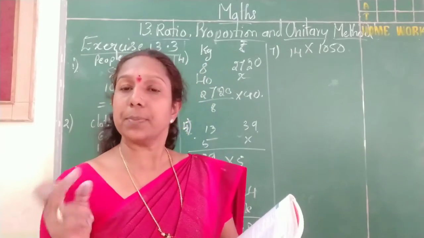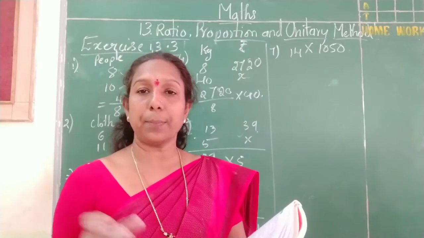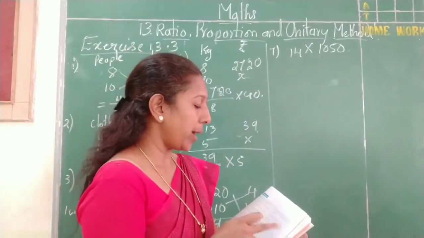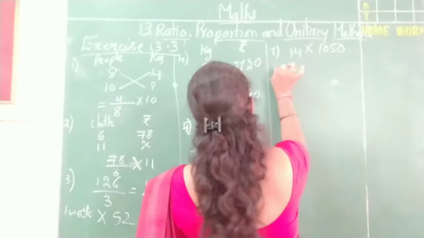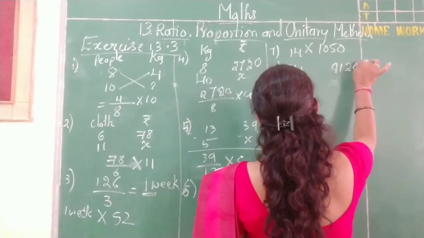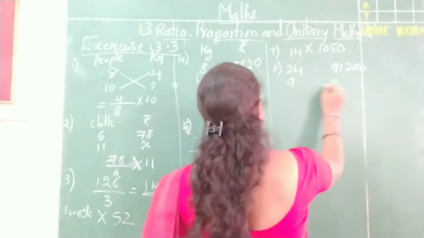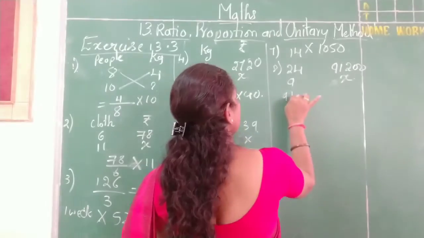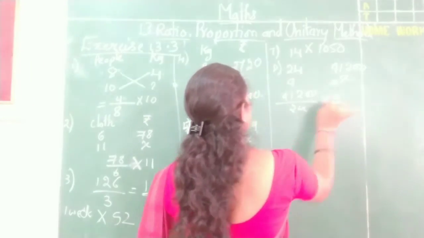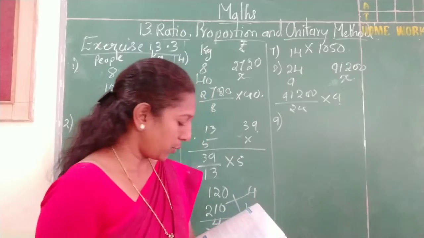So 2 years means how many months? 12 plus 12, that is 24 months. So for the employee, in 24 months, 91,200. For 9 months, how much? So 91,200 divided by 24 into 9. Okay, so this is how we can do it.